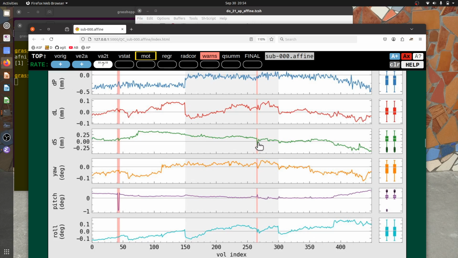We see another little spike here in DS. At this point, note that every y-axis has its own scale range because some of these can be small and large. So this one goes from 0 to -1, and this is from 0 to 0.1 here. So just be aware of that as you're getting a visual sense of these.